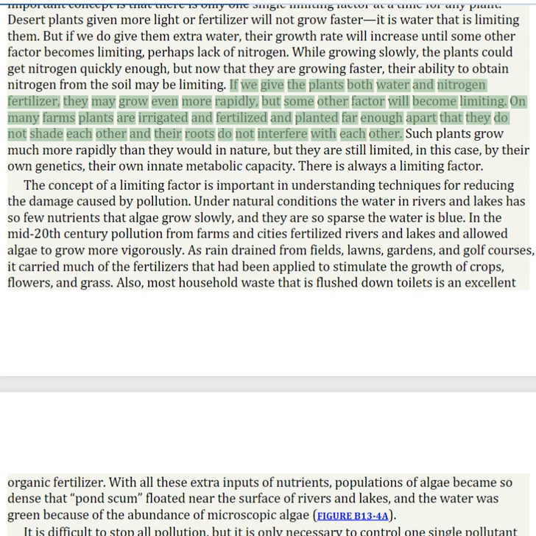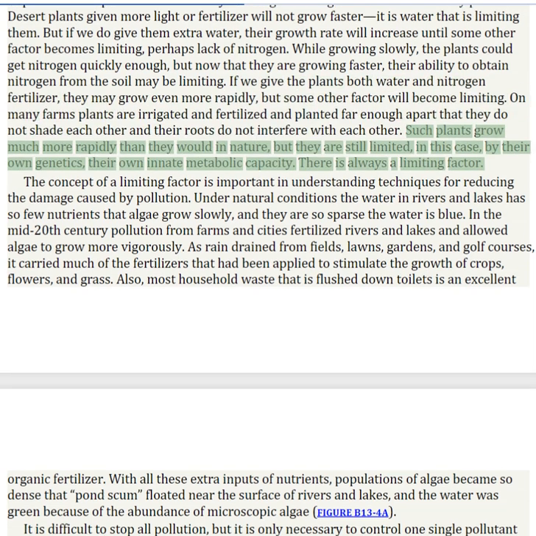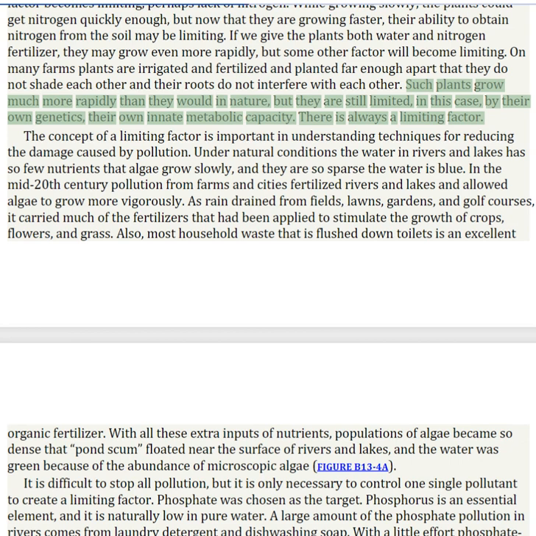will become limiting. On many farms, plants are irrigated and fertilized and planted far enough apart that they do not shade each other and their roots do not interfere with each other. Such plants grow much more rapidly than they would in nature, but they are still limited, in this case, by their own genetics, their own innate metabolic capacity. There is always a limiting factor.